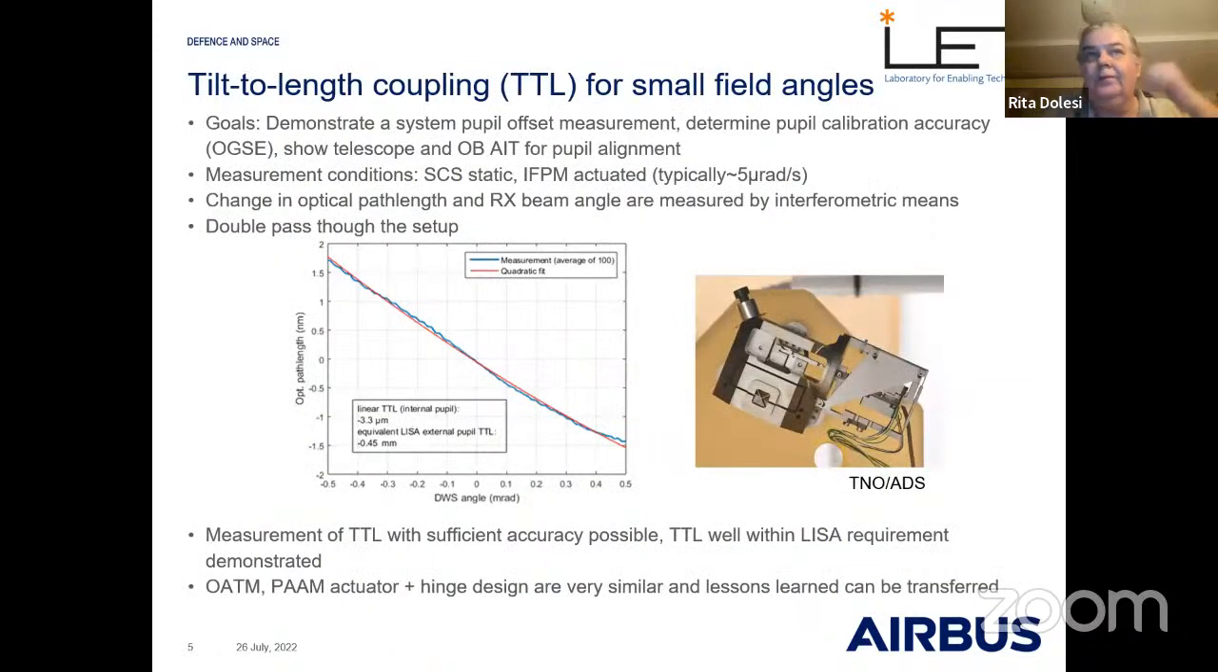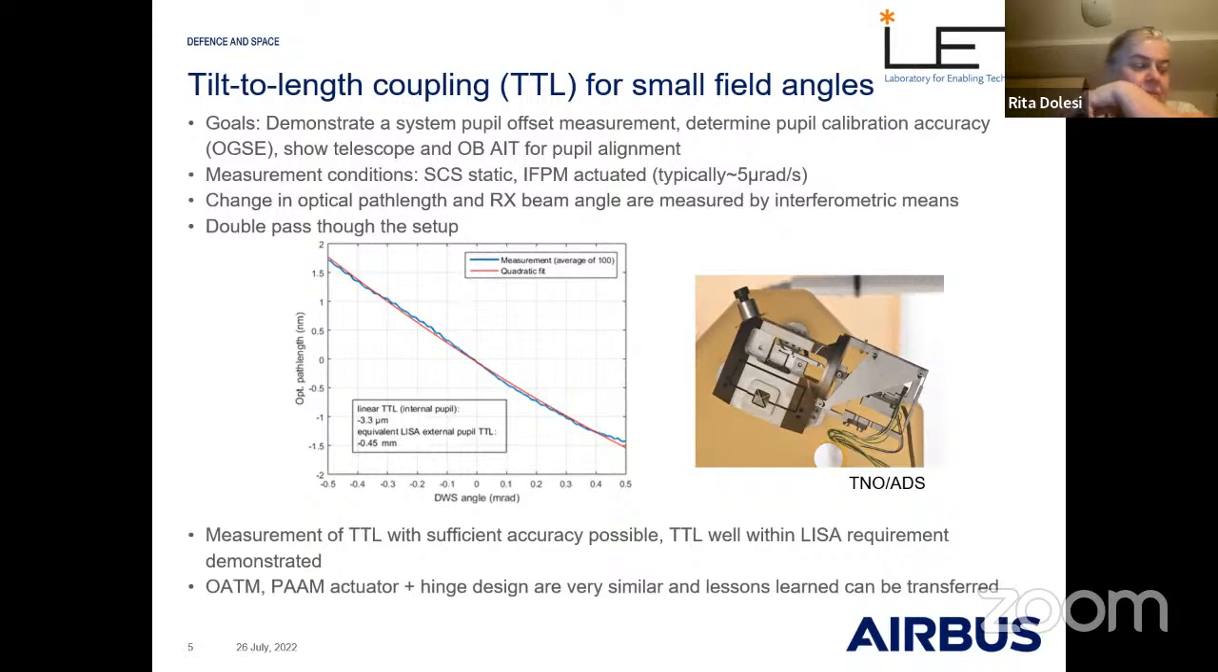So one measurement that's highly interesting now is the tilt-to-length coupling for small field angles, as it allows us to perform a measurement of the total system pupil offset, as well as to determine the pupil calibration accuracy. It also allows us to show an effective telescope and optical bench alignment, integration and testing, especially with respect to pupil alignment. And this is something that is really of interest for integration of LISA also later.